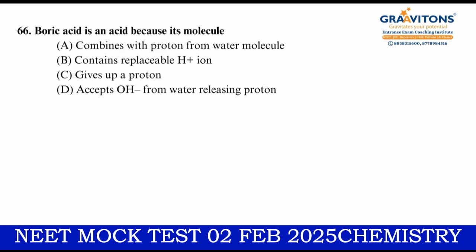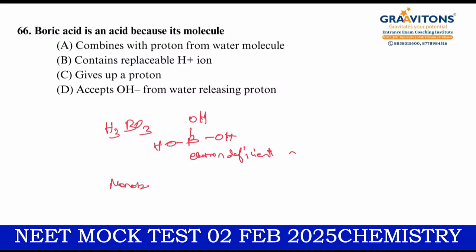66th question. Boric acid is an acid because its molecule. First we will write the formula for boric acid, H3BO3, with boron in the center and 3 OH groups around boron. Whenever hydrogen is near electronegative oxygen, there is a possibility of releasing hydrogen as H plus. But in this case, boron is a highly electron deficient central atom, which will not allow the hydrogen to move as H plus. But how can we conclude this as a monobasic acid?